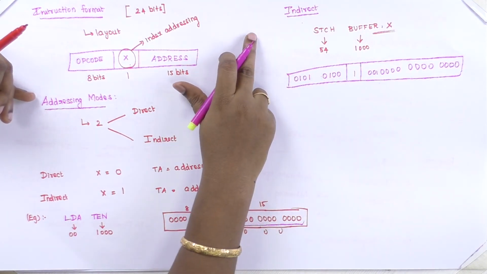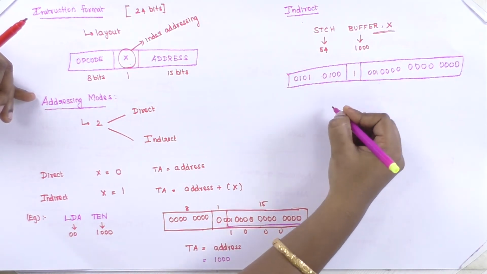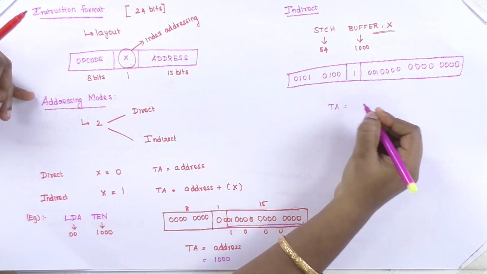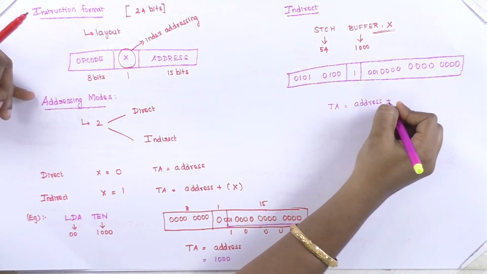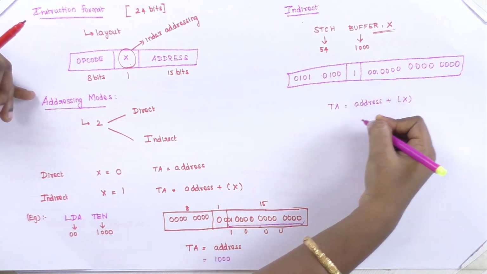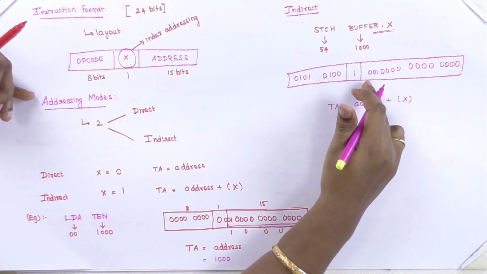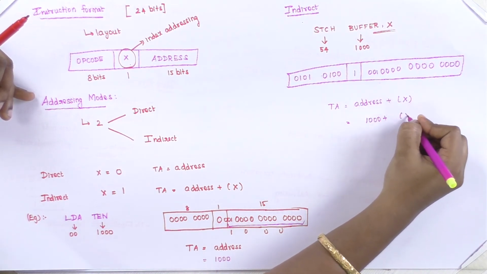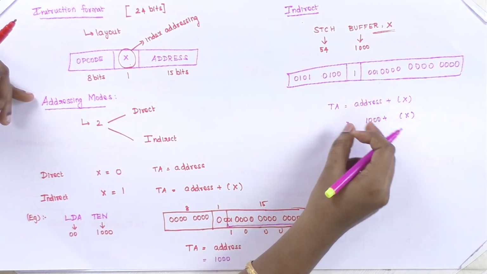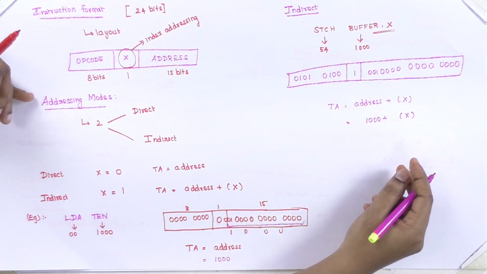So how will you calculate the target address for indirect addressing? Target address is equal to address plus the value that is stored inside the index register. So what is our address? 1000 is our address, plus the value that is stored in the index register will provide us our target address.